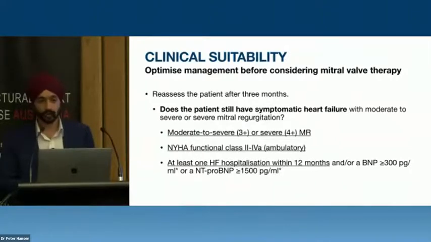So when we talk about symptomatic heart failure and mitral regurgitation, what are we talking about? NYHA class 2 to 4A, and at least one heart failure hospitalization within the 12 months or a very, very elevated BNP. These were the criteria that were used in the COAPT trial.